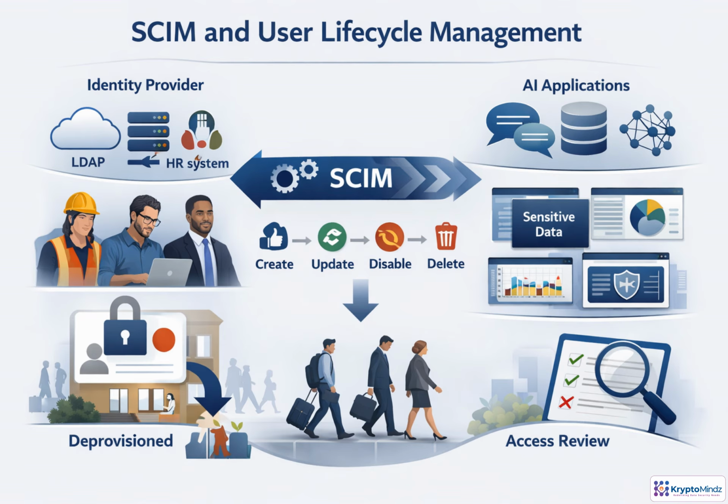SCIM keeps identity changes synchronized between systems like Okta or Entra ID and the AI tools people use. When someone joins, their account is created with the right access. When roles change, entitlements update. Temporary access should expire automatically. The critical moment is deprovisioning. When someone leaves or loses a role, access must be disabled or deleted immediately. Stale AI accounts can still expose prompts, datasets, outputs, and admin controls. Access reviews close the loop.